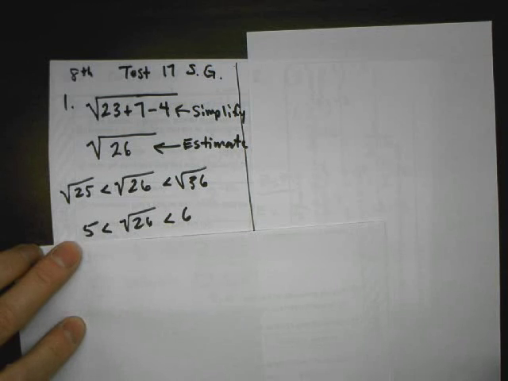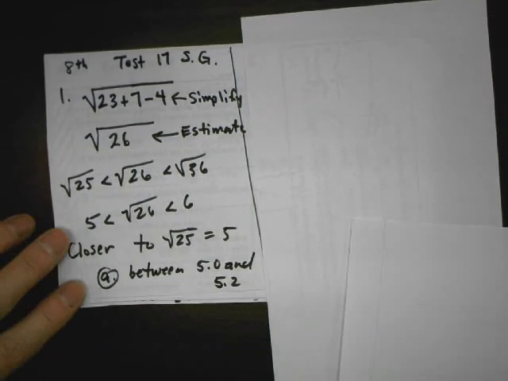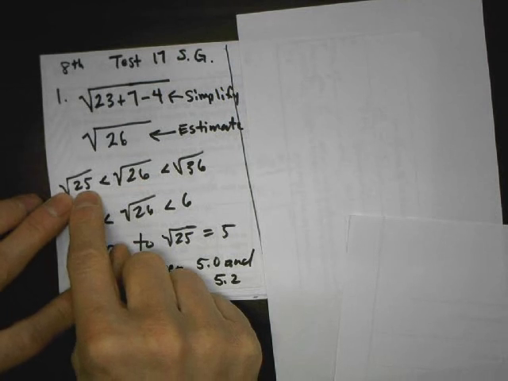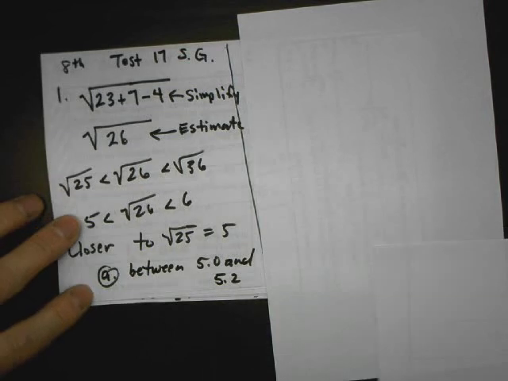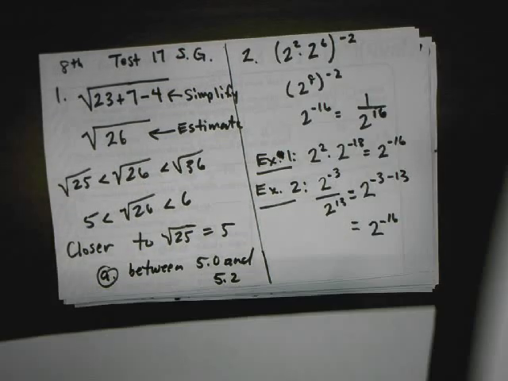If we're going to find the range, I see that rad 26 is closer to rad 25, so it's closer to 5. So the only answer that could possibly work is A. It's somewhere in between 5 and 5.2.